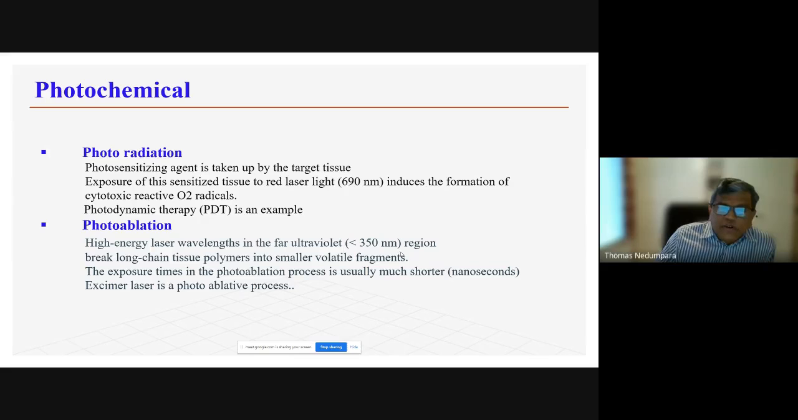And the second is photoablation. Here, if a very powerful laser is used, it splits the bonds between long chain carbon hydrocarbons in the body, and therefore it vaporizes the tissue into small bits. So this is called photoablation. A typical example is the excimer laser.